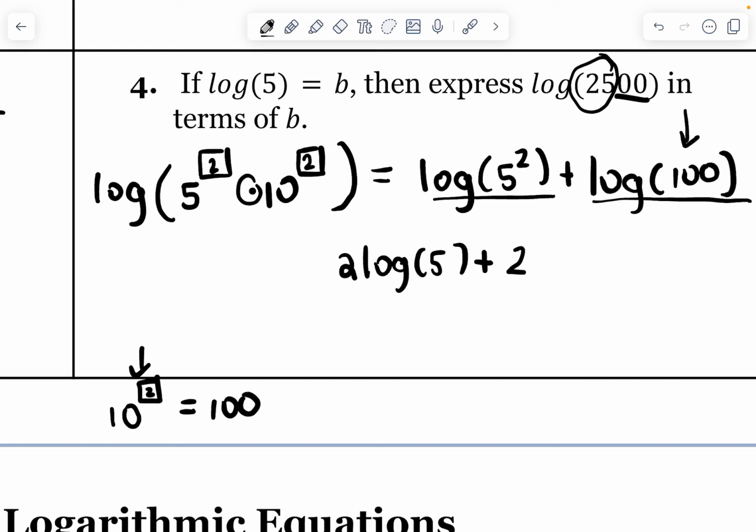Okay. Anyway, look at this. We have a log of 5 here, and we have a log of 5 there. What is log of 5? Log of 5 is equal to b. So instead of writing log of 5, I'm just going to write the letter b. And then bring down the plus 2. And then you're done. We have expressed log of 2500 in terms of b.